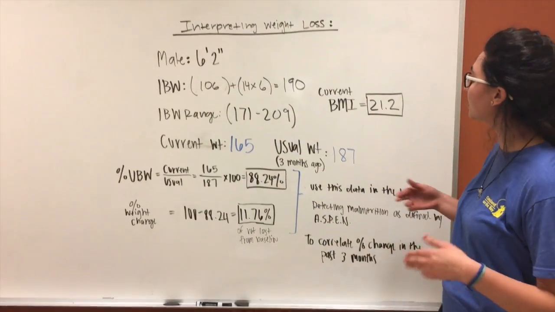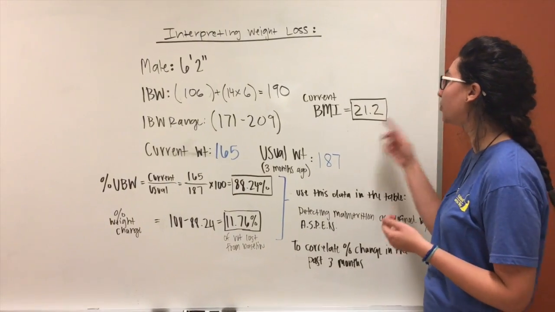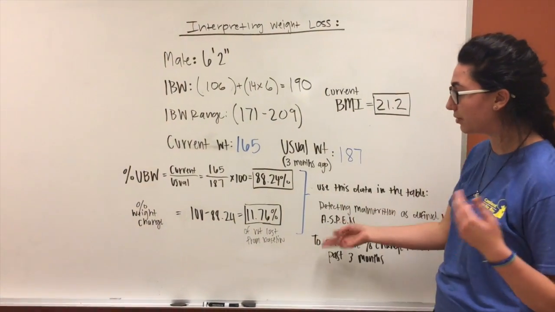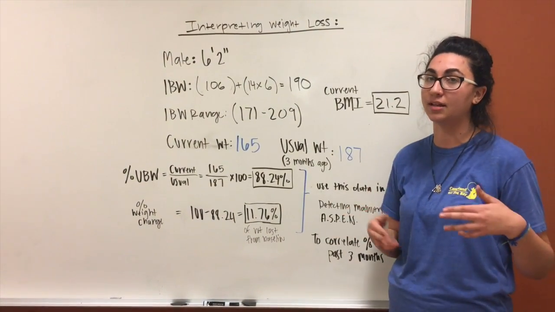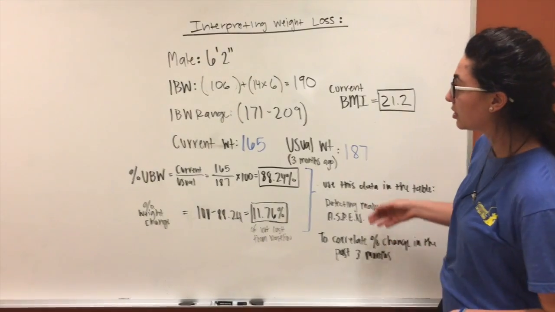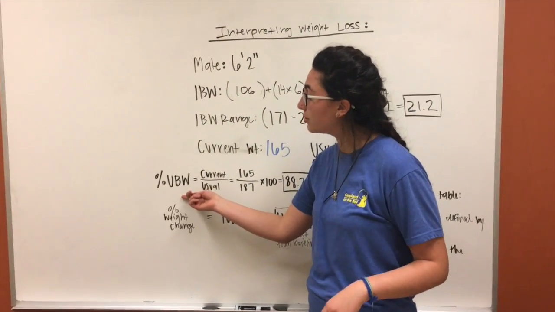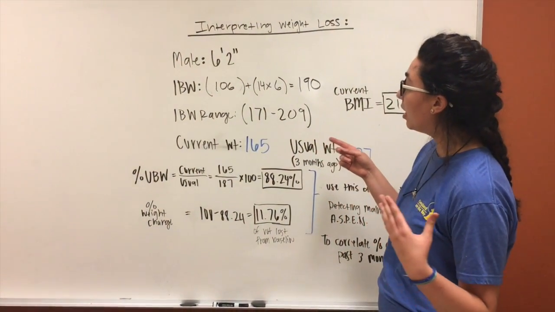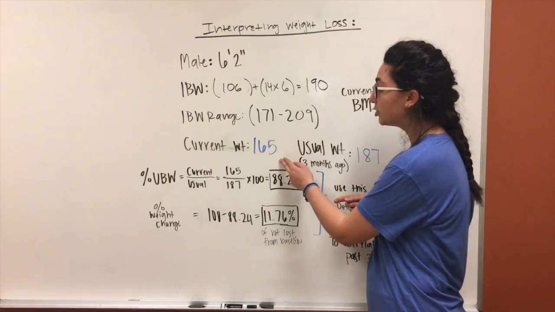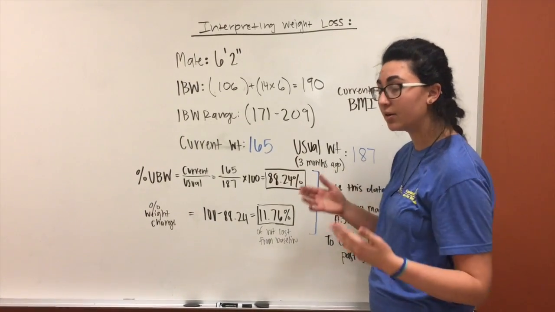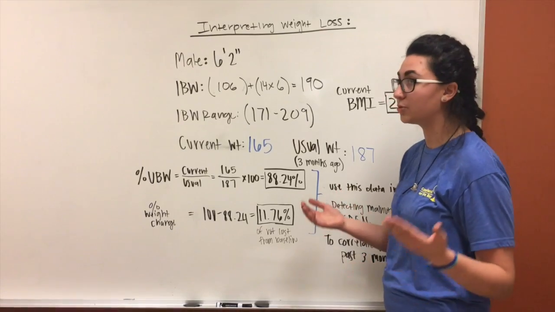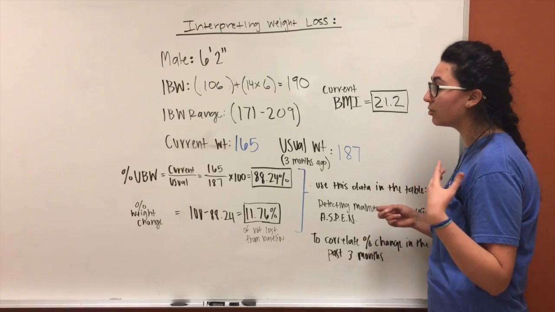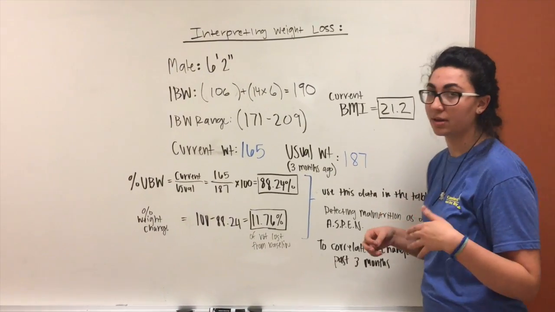So Michaela previously told us that his current BMI was 21.2, which is in the healthy range. But as we can see with our further calculations, it doesn't necessarily mean he is healthy and nourished. So right here, we're going to determine his percent of his usual body weight. His current weight is 165 pounds, but from the data we got, his usual weight, about 3 months ago, was 187. So that is a pretty significant weight loss.